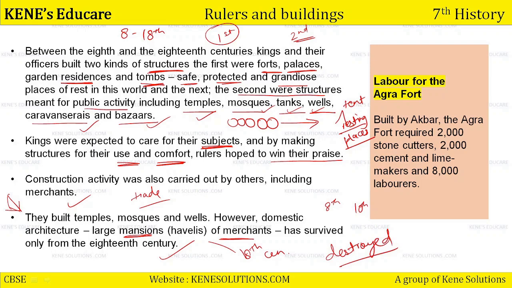Okay. Now here's an information given. Labor for the Agra Fort. आगरा फोर्ट को बनाने में कितनी लेबर लगी थी? The Agra Fort was built by Akbar. The Agra Fort required 2000 stone cutters. स्टोन को काटने के लिए केवल 2000 लोग लगे थे. 2000 cement and lime makers and 8000 laborers. This much labor was involved in making the entire fort.